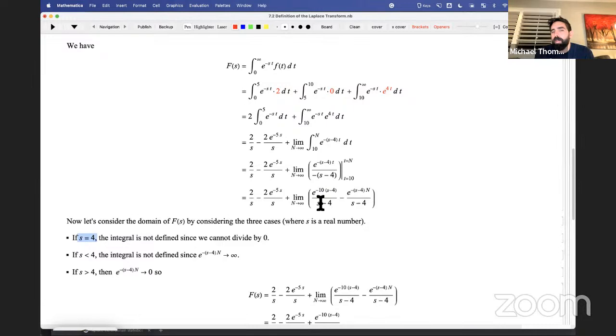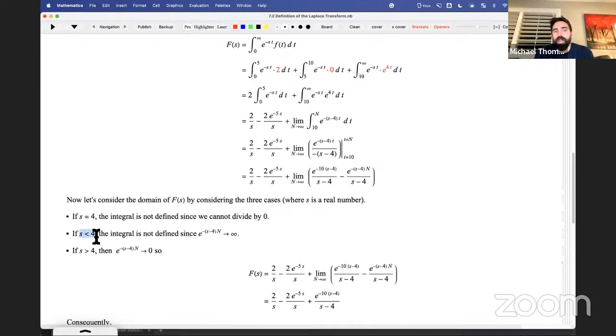If S equals 4, we have a problem because these guys are 0, so that's not going to work at all. The whole thing is undefined, so that's not in our domain. S less than 4, we also have a problem because if S is less than 4, that S right there, 4 minus S, is negative, which turns that exponent positive. It's going to cause this to blow up to infinity, which means the whole thing is ruined. The only one that works is S greater than 4.